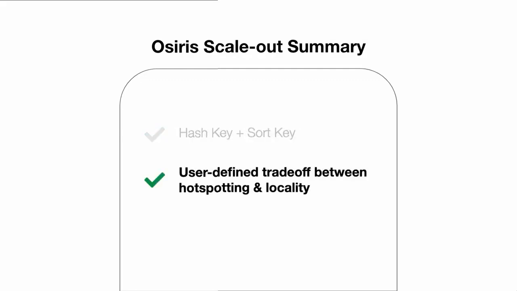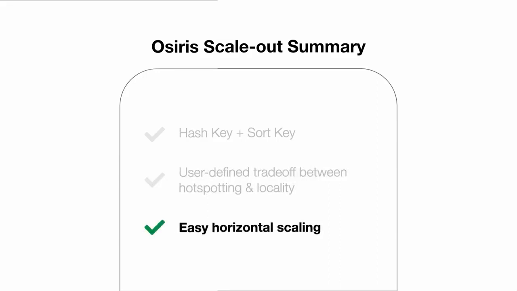You're good. User-defined trade-off between hotspotting and locality, check. By allowing you to split your key into a hash key and a sort key, we have this user-defined trade-off for how much hotspotting and locality you want for your specific data set that's independent of the actual database. Easy horizontal scaling, check. And the other nice part is because we have hash partitioning built in, you get easy horizontal scaling and guaranteed even distribution of your data and requests among shards.